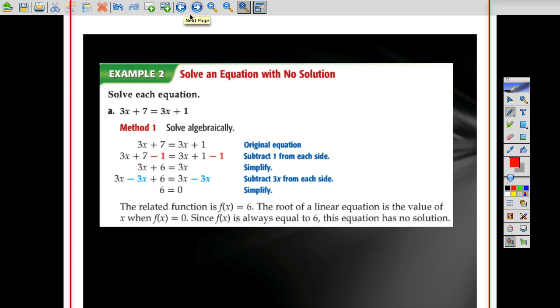Okay, welcome back. Solve an equation with no solution. So here's an equation, and you solve this by, well, here you take away 1 on each side, and then you take away 3x on each side, and you came up with 6 equals 0. Okay, remember, when this is not true, 6 does not equal 0, then there's no solution. This equation has no solution.